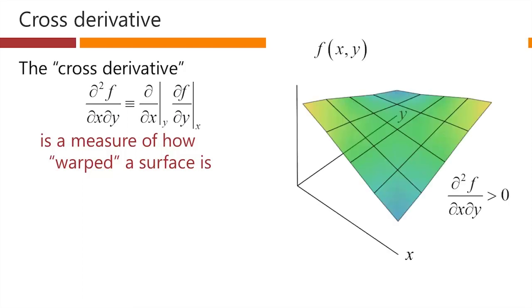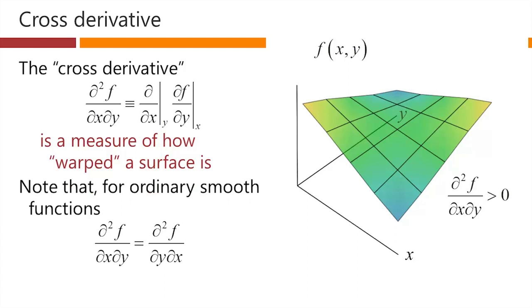So here's a somewhat warped surface. And what we can see here is that if we look at df by dy, it is negative here, so we get a negative gradient, and as we move along x, that turns into a positive gradient. So the gradient df by dy is changing from being negative to being positive as we move along x. That means d2f by dx dy, the partial cross derivative, is greater than 0 because we changed from a negative df by dy to a positive df by dy.